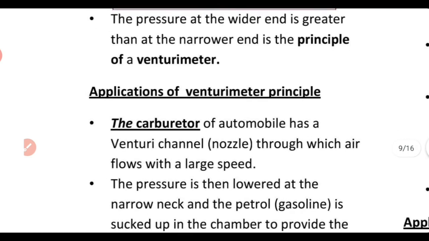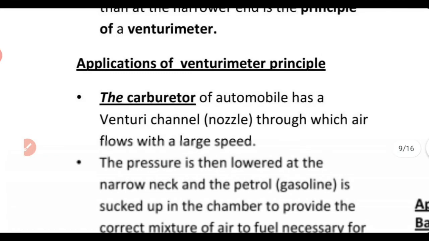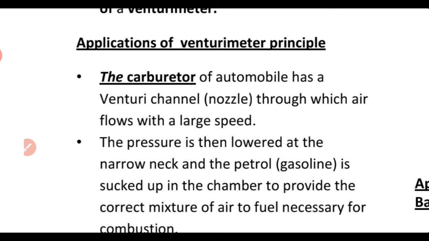Now this venturimeter principle itself has some applications. The carburetor which we use in automobiles is an example. That carburetor has a venturi channel, we say a nozzle, through which air flows with large speed. We have already discussed that where the speed is very high, the pressure will be less, because at constant height, P plus half rho V square is equal to constant. So when the speed of flow is more, the pressure will be low. That is what is applied here.